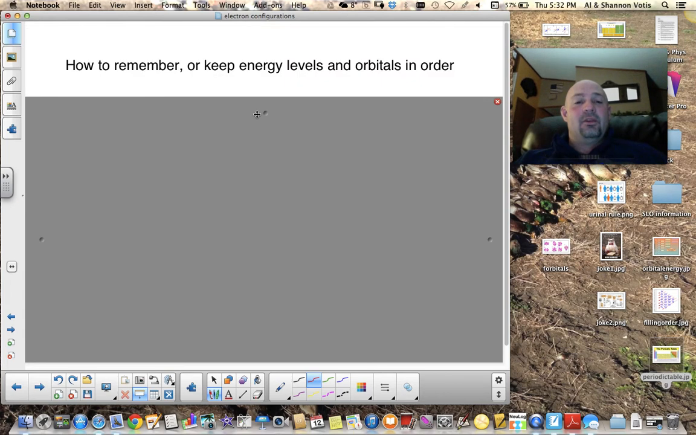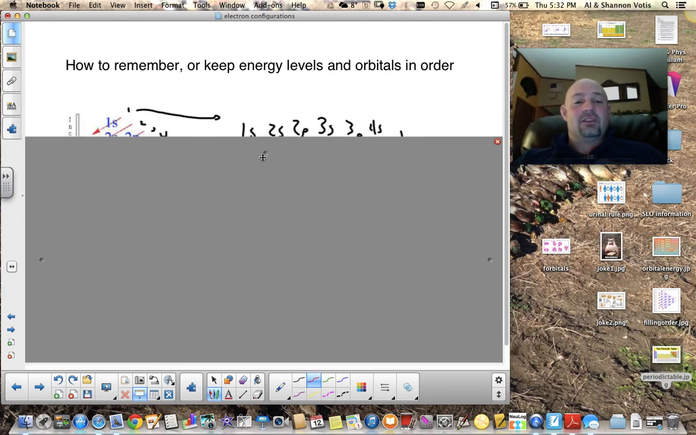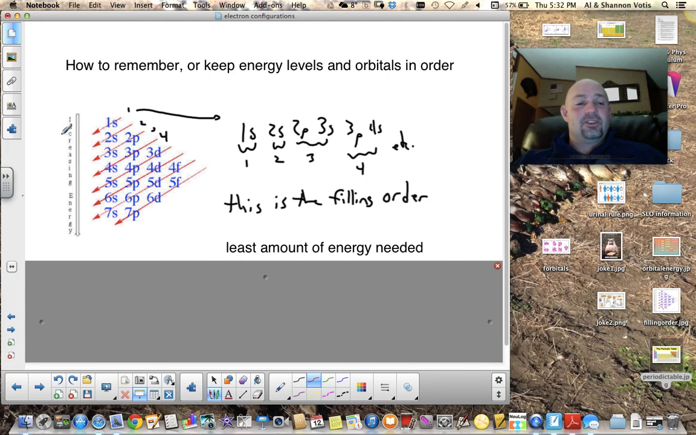Now that filling order isn't too hard to do. If you can count to 7 and write numbers down 1, 2, 3, 4, 5, 6, 7, and write the orbitals 1s, 2s, 2p, 3s, 3p, 3d, and so on and so forth, you'll be able to find your energy level order. And that's what this little chart is here doing. Increasing energy, we're writing that going down in this case. We just write our energy levels in order 1, 2, 3, 4, 5, 6, 7. All s's, then starting the second energy level, p's, starting at the third energy level, all d's, and the fourth starting with f's.